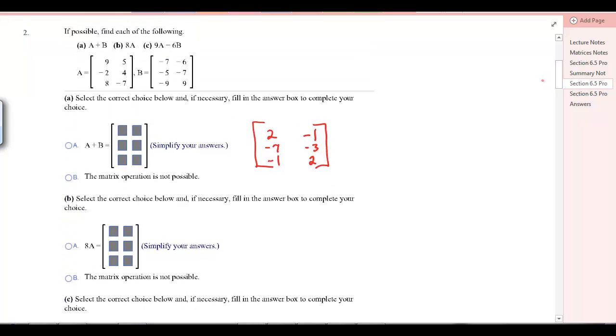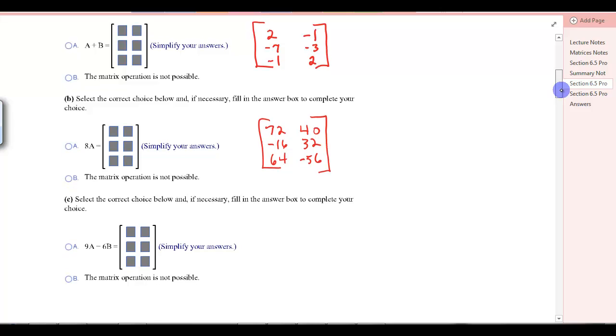All right, 8A. We're just going to multiply 8 times every number in here. All right, and so we're going to have 72, 40, -16, 32, 64, and -56. I was multiplying 8 by each of those.